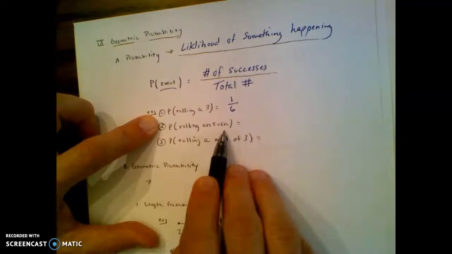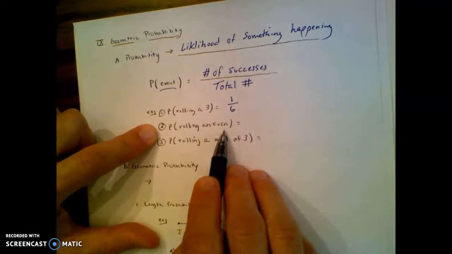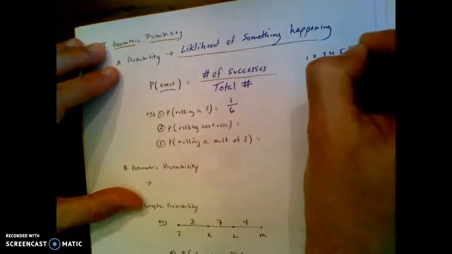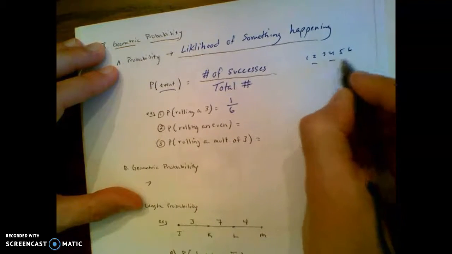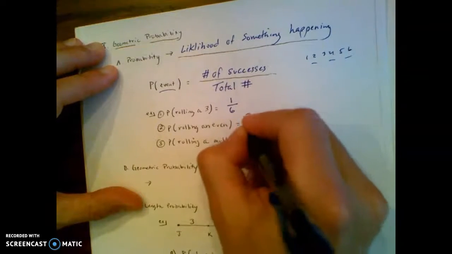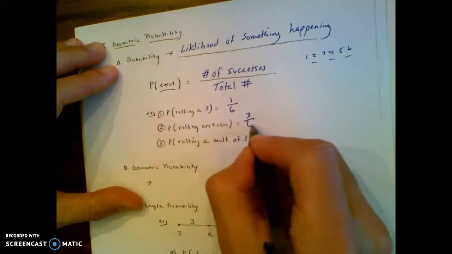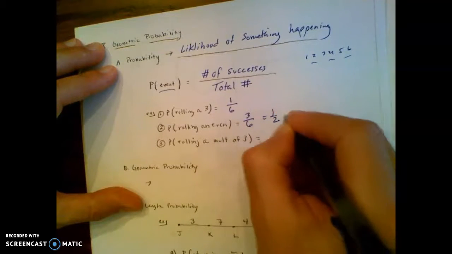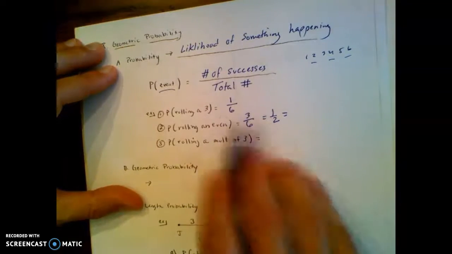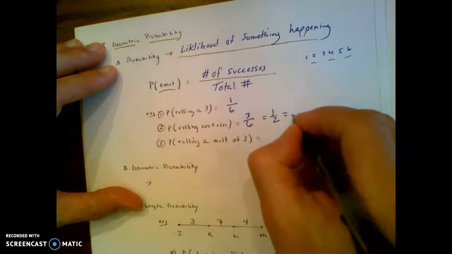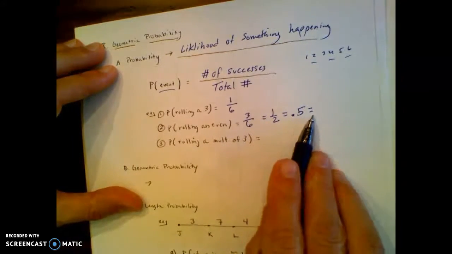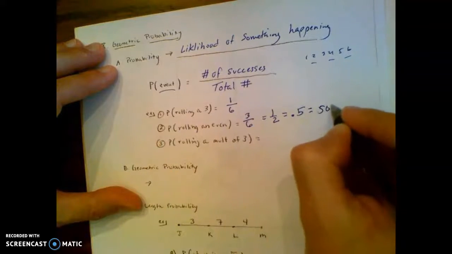Rolling an even number, so now on a die, remember if a die is 1, 2, 3, 4, 5, 6, this is even, this is even, this is even, so that's 3 successes out of a total of 6. I can reduce that down to 1 over 2. Probability can be either written as a reduced fraction like I did here, or it could be written as a decimal, or you can move the decimal place over 2 times and you could write it as a percent.